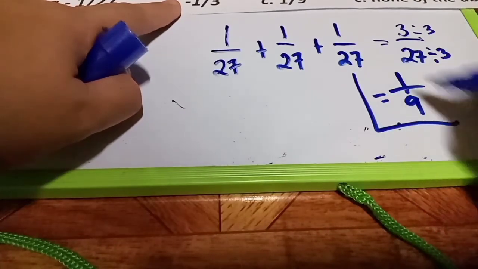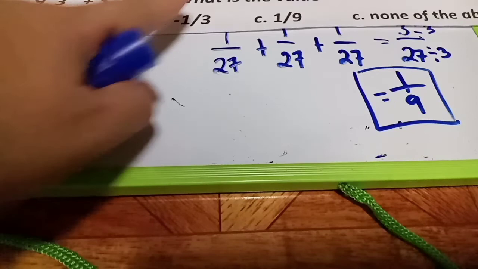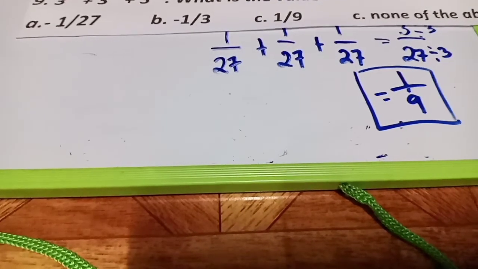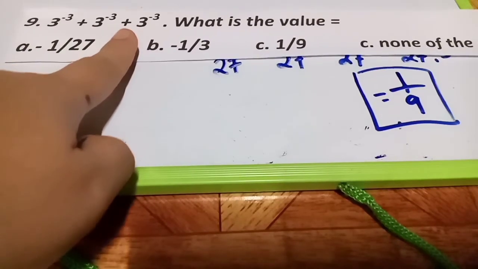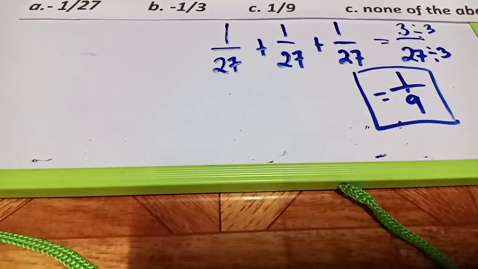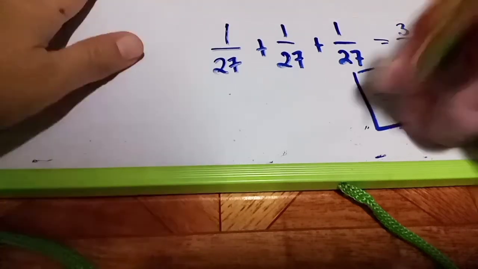Right? So the answer is letter C. That is already for number 9. So take note that 10 raised to the negative 3. And then after that, we will have number 10. And then let's proceed for number 10.